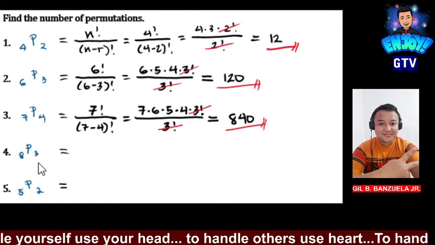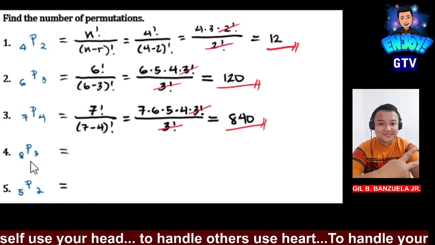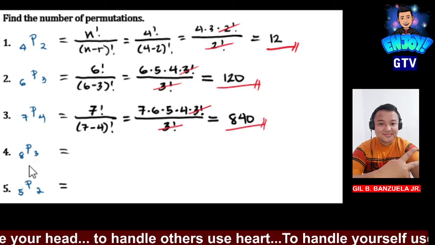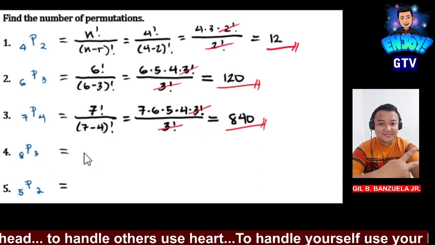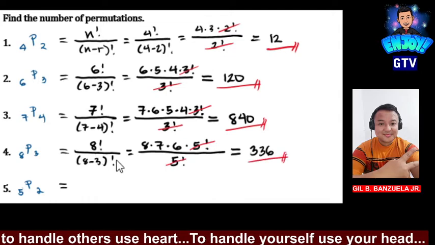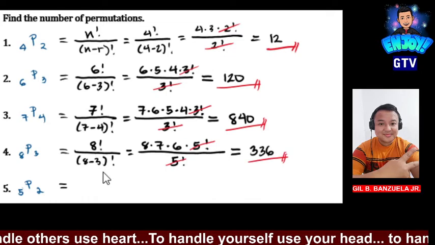Let's proceed on the next exercise. Number 4. What is the permutation of 8 taken 3? Alright, again, n is 8, so 8 factorial divided by 8 minus r factorial.